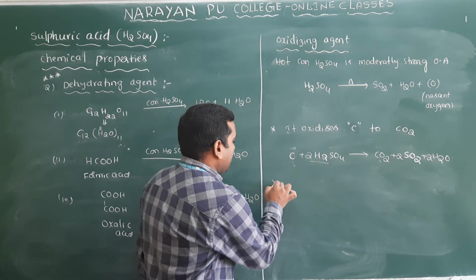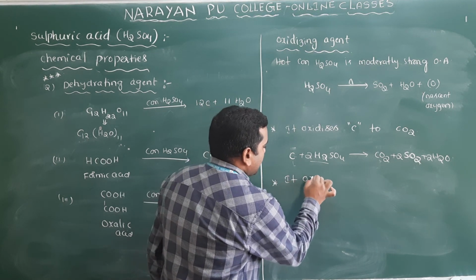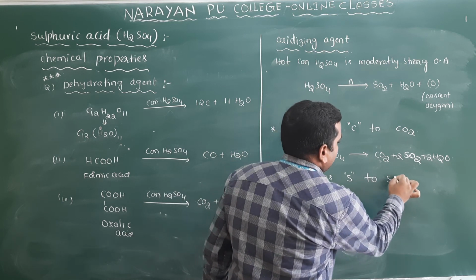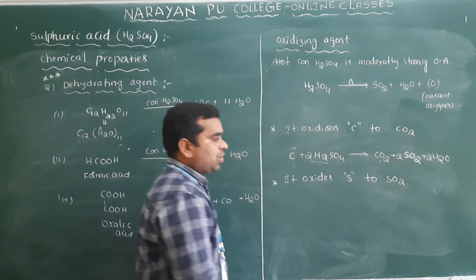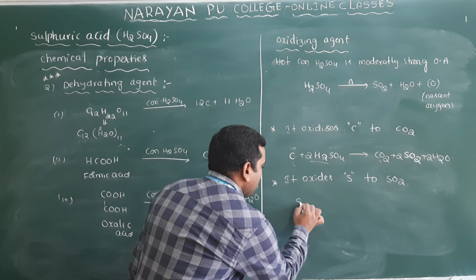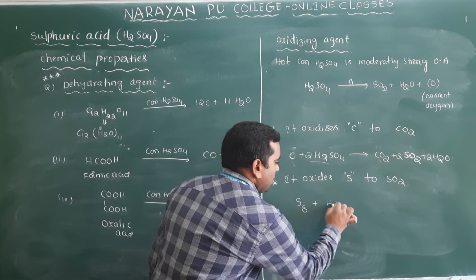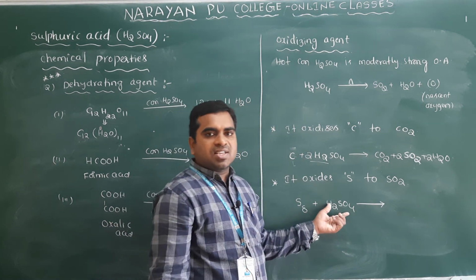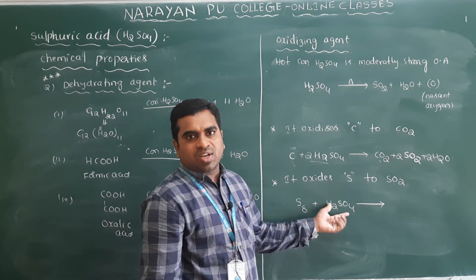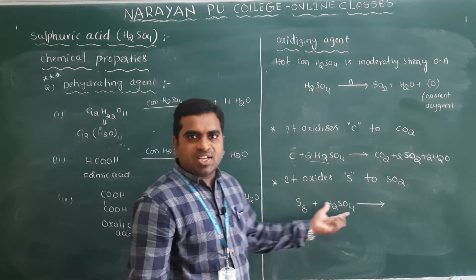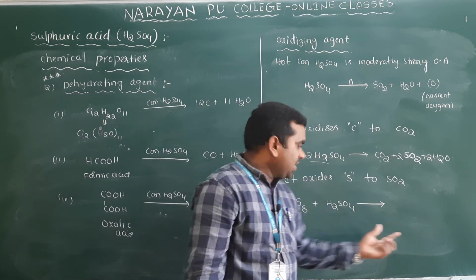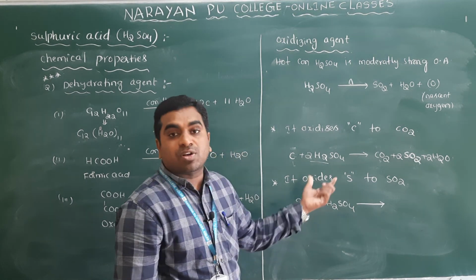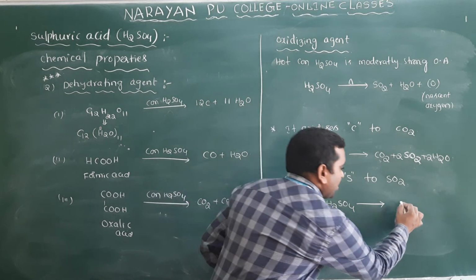And the second one: it oxidizes sulfur to sulfur dioxide. Sulfur, as you already know, is S8, plus H2SO4. If any other oxidizing agent like HNO3 and ozone, which we have discussed, is used, sulfur is oxidized to sulfuric acid. But here sulfuric acid is already there. So that's why sulfuric acid oxidizes sulfur to sulfur dioxide.